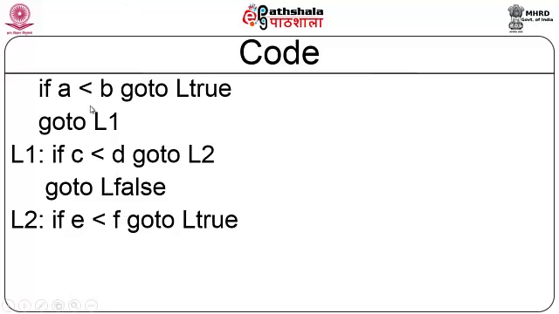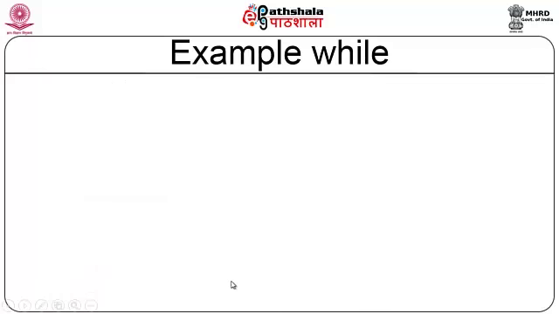If A is less than B is false and C less than D is true, if C less than D and E less than F are true, then ANDing of these will also be a complete truth. Complete truth or a false will be a complete truth. So that is why we have here L true. And then the last one is go to L false. Now this is one example.